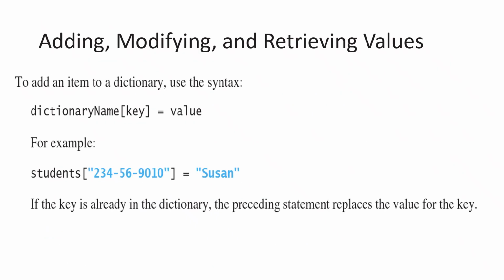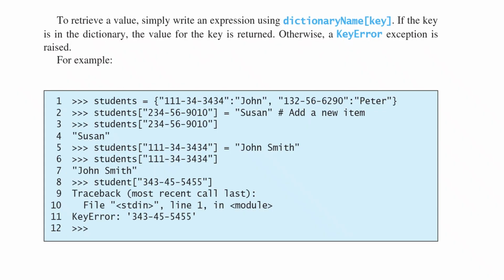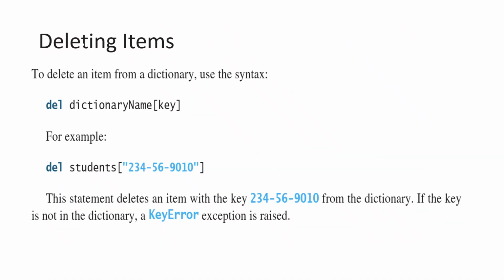Adding, modifying and retrieving values. To add an item to a dictionary, use the syntax dictionary name of key is equal to value. For example, students of some ID register number equals the student's name. If the key is already in the dictionary, the preceding statement replaces the value for the key. To retrieve a value, simply write an expression using dictionary name of key. If the key is in the dictionary, the value for the key is returned. Otherwise, a key error exception is raised. This is the sample program.